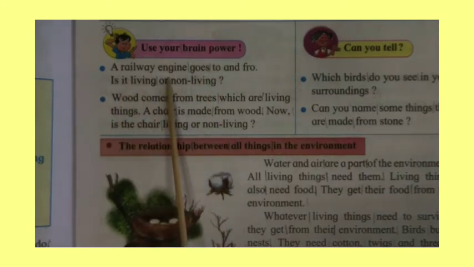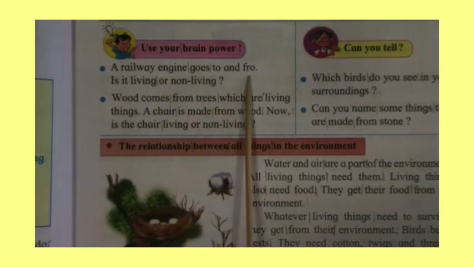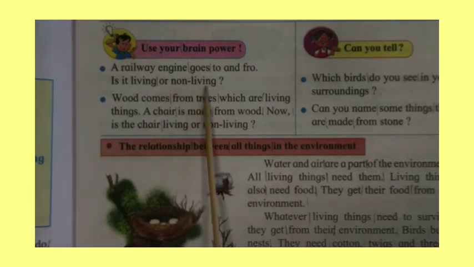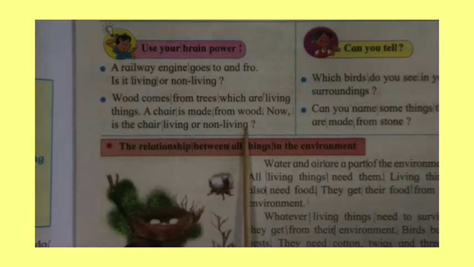A railway engine goes to and fro. Is it living or non-living? Wood comes from trees, which are living things. A chair is made from wood. Now, is the chair living or non-living?